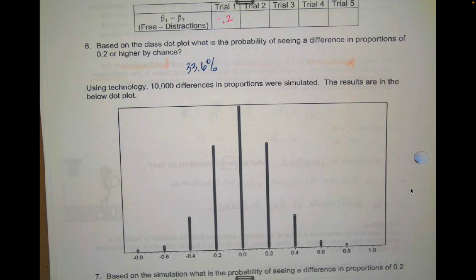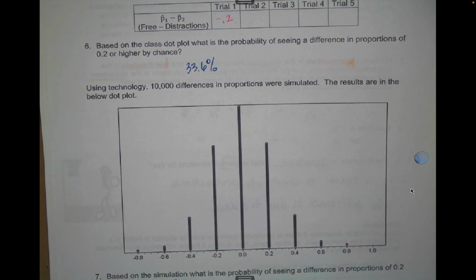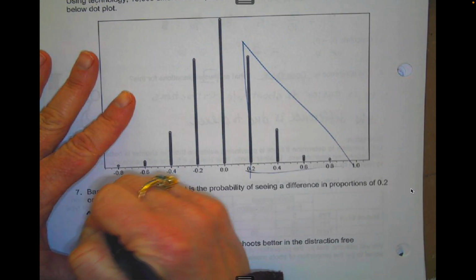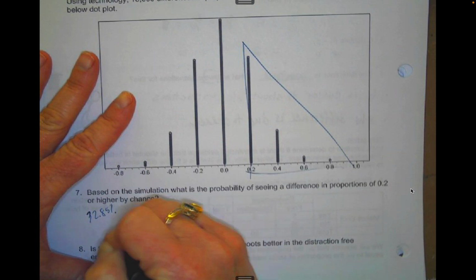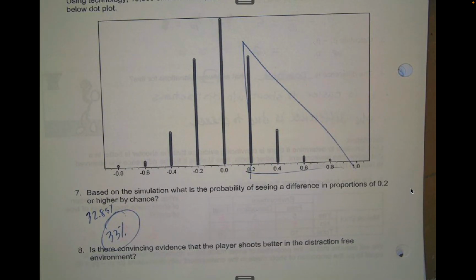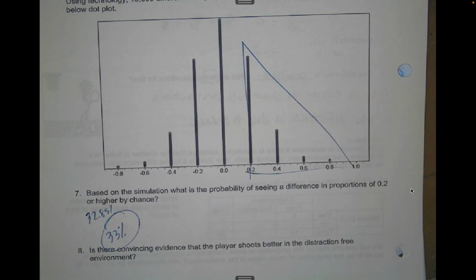All right, down here, I did the same thing. I used technology, and I simulated it 10,000 times. This right here actually is 32.85%. So it looks like we're about at a 33% chance of observing a difference of 0.2 or higher, just by chance alone. Okay. So, answer number 8 right now. Talk to your table.